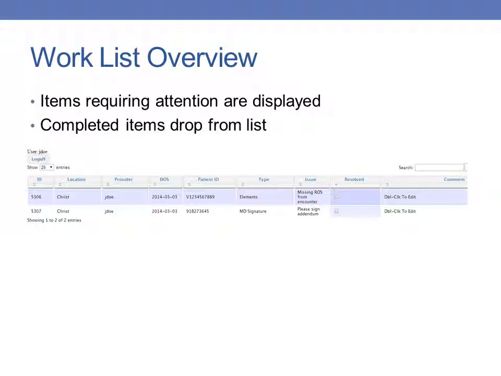The final two columns, resolved and comment, are where you indicate that the work is done and whether any additional information needs to be provided to the TCI staff member or is needed from the staff member to guide you in completing the item.